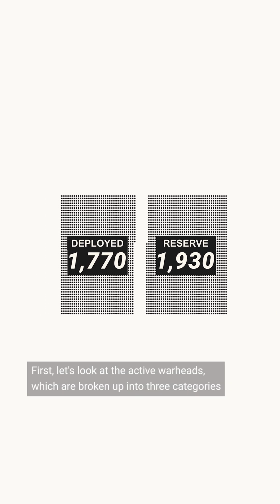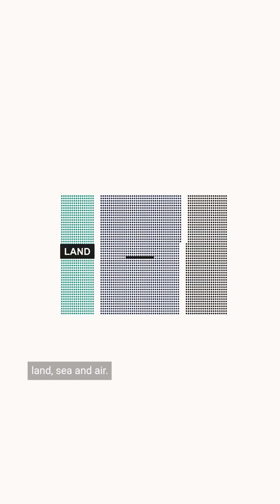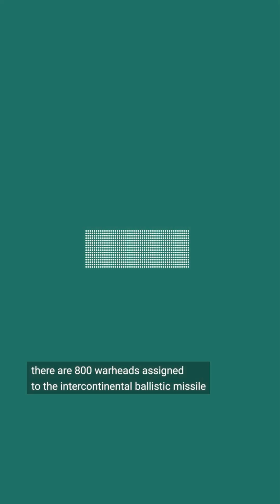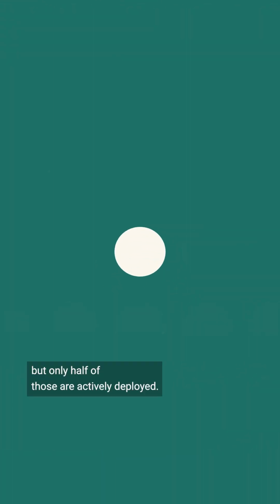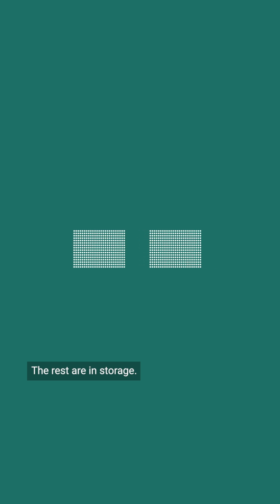First, let's look at the active warheads, which are broken up into three categories: land, sea, and air, known as the nuclear triad. There are 800 warheads assigned to the Intercontinental Ballistic Missile Force, known as ICBMs, but only half of those are actively deployed. The rest are in storage.